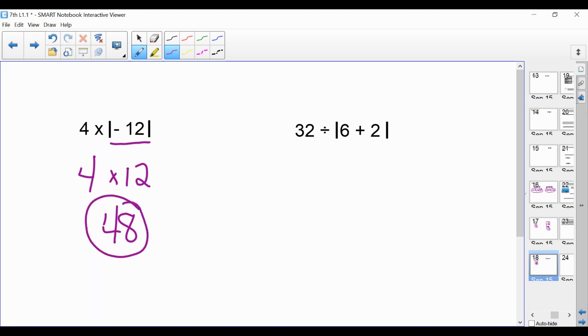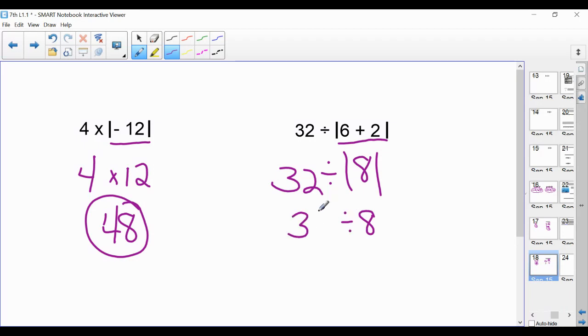And the last one says 32 divided by the absolute value of 6 plus 2. So we're going to look at the math inside the absolute value signs there. 6 plus 2 is 8. Still bring down the absolute value signs so we can think about that. 32 divided by the absolute value of 8. Well, the absolute value of 8 is 8. So we have 32 divided by 8. And the answer to that is 4. That's the answer for those two.